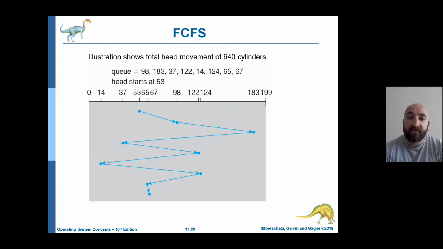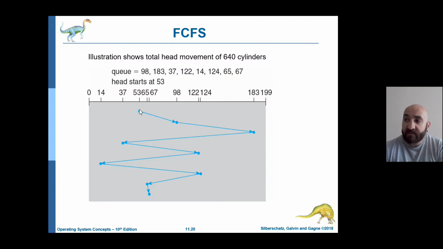The simplest form of this scheduling is, of course, the first come, first served algorithm. It's very similar to first in, first out. This algorithm is fair, but it generally does not provide the fastest service. Consider, for example, a disk sequence here.